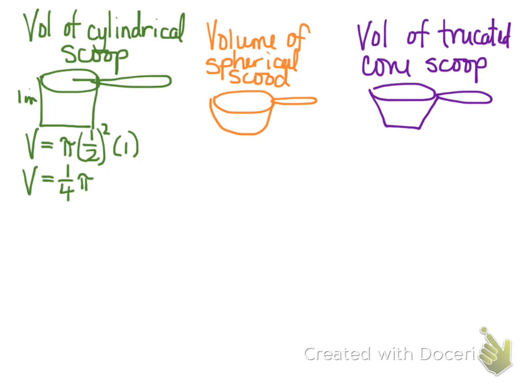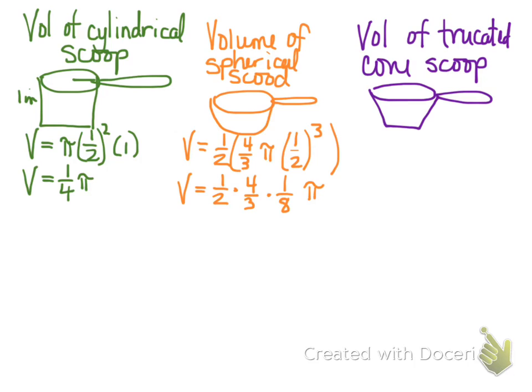So let's look at the next one, a sphere. The volume formula for that would be 4/3 pi times the radius cubed. And we have 1/2 of that because we only have half of the sphere. So we've got 1/2 times that. 1/2 cubed is 1/8, so I've put in 1/8 right here. And I've taken the numeric fractions and pulled them out front. So we've got 1/2 times 4/3 times 1/8.